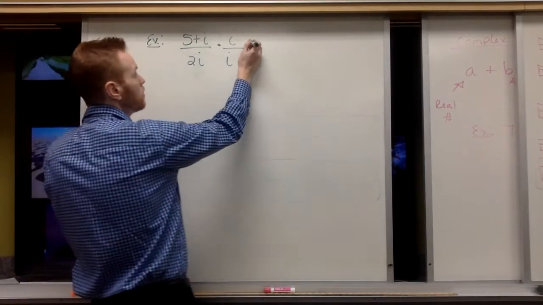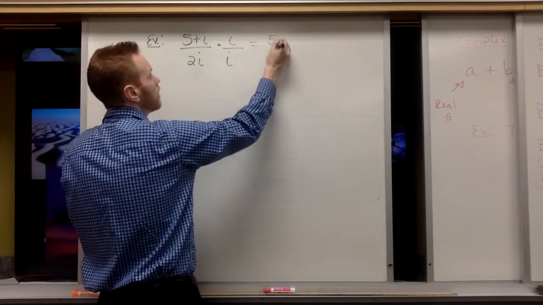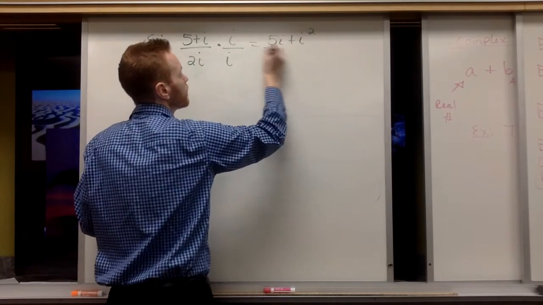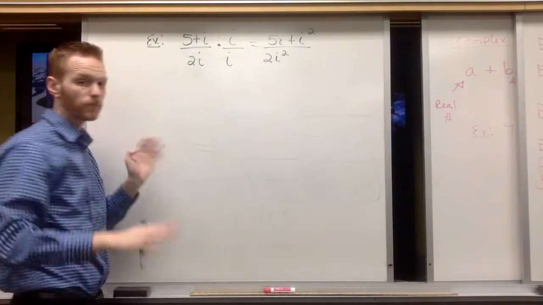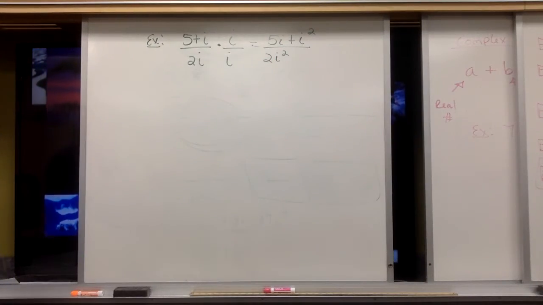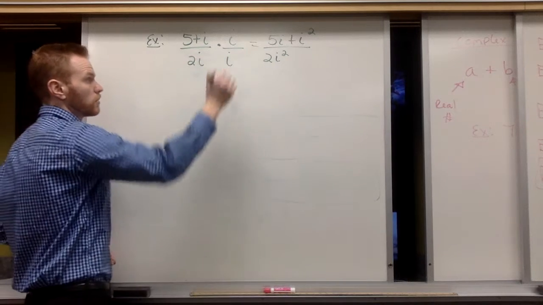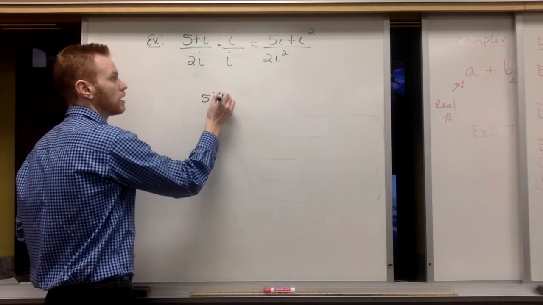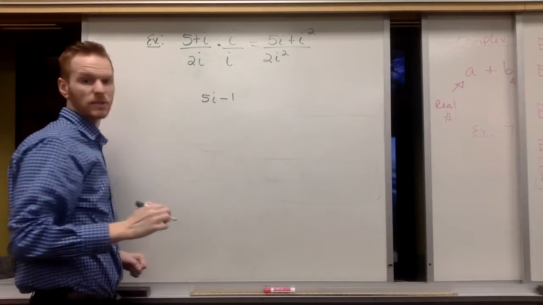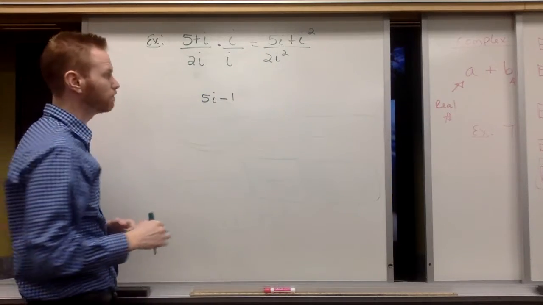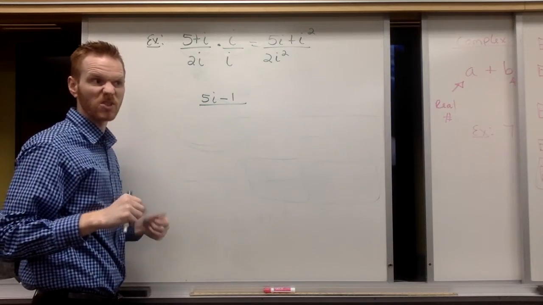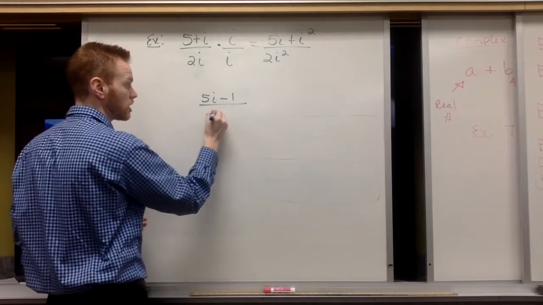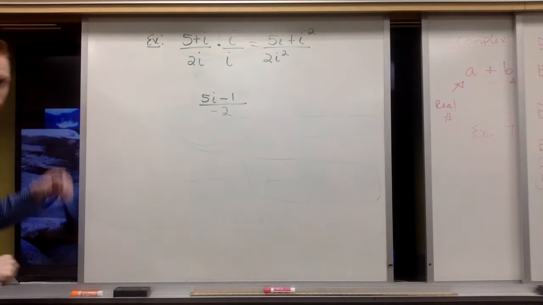Okay? So in the numerator, I get 5i plus i squared. And then in the denominator, I get 2i squared. For now, until we simplify. The numerator becomes 5i minus 1, because that's what i squared is, right? Negative 1. And on the bottom, i squared is negative 1 times 2, which gives me a negative 2.